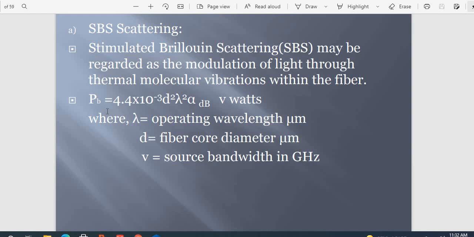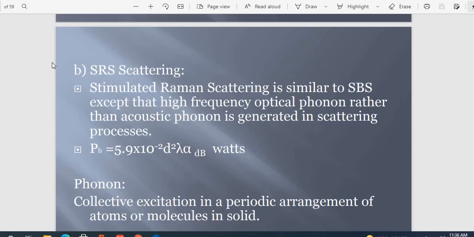What does D stand for, students? Fiber core diameter in micrometer. Lambda is what? Operating wavelength in micrometer. So these are the parameters we have, students. The next kind of scattering, students, is SRS.